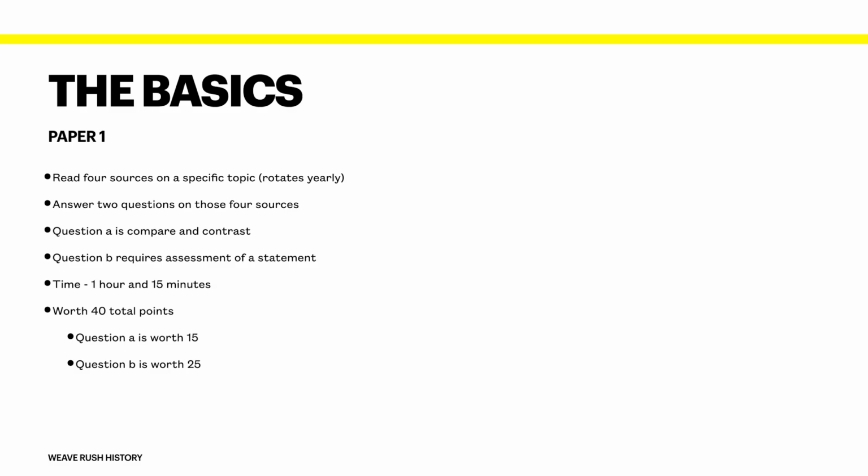So first, I'm going to go over paper 1, the basics. For paper 1, you will read 4 sources on a specific topic, and this will rotate yearly. For the first official year, it's going to be the same as it always has been. Like for US, it's always been causes of the Civil War. It actually doesn't officially start until 2021, 2022. However, you can begin viewing it this school year, the 2021 school year.